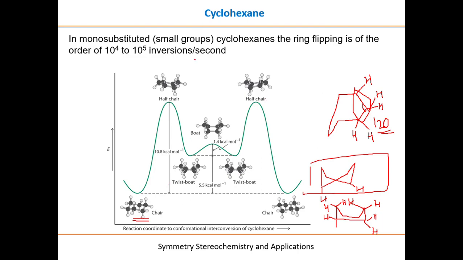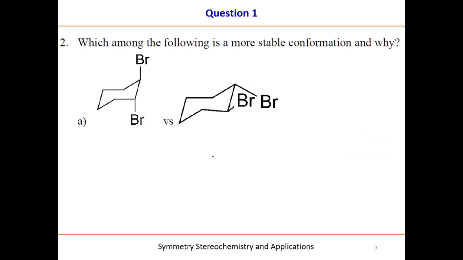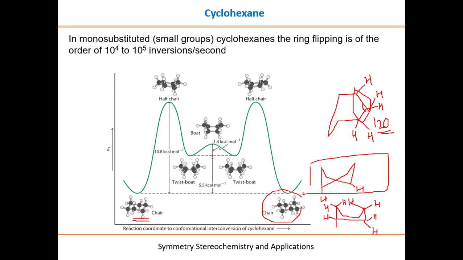By rotation of 60 each time we are getting these different conformations. So after rotation of 360 we will again get the chair conformation. The most stable conformation of cyclohexane is chair, and the least stable is half chair. Boat and twist boat are stable, but not as much as the chair one. They have a little bit higher energy. Okay. Now let's start solving the questions.